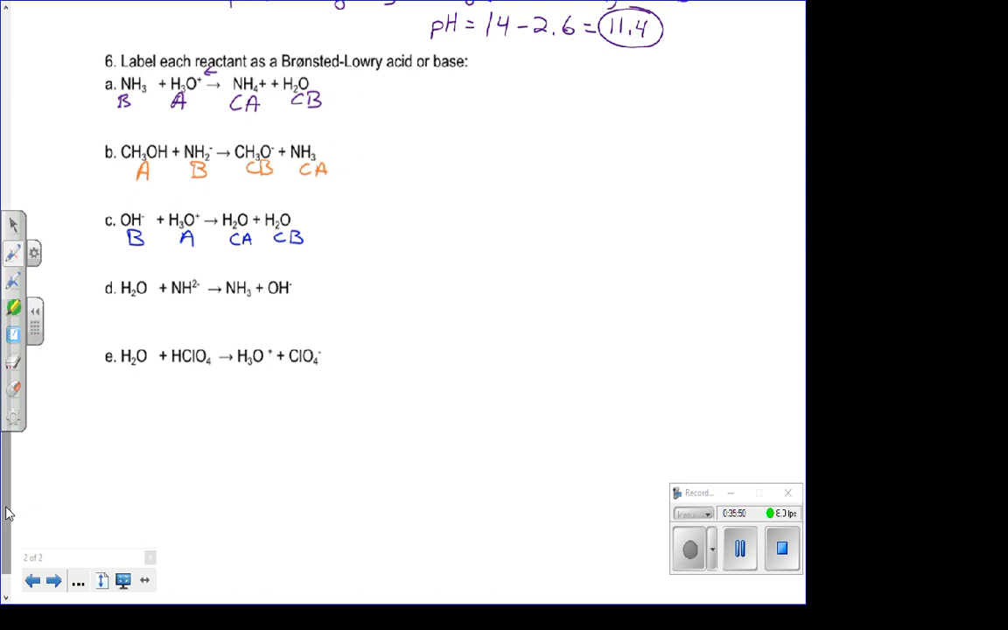So, once again, an acid gives up a hydrogen, a base accepts it. H2O becomes OH, so that gives up a hydrogen, so that's our acid. NH2 becomes NH3, so that picks up a hydrogen, so that's our base. What was our base becomes our conjugate acid on the other side, and what was our acid becomes our conjugate base.